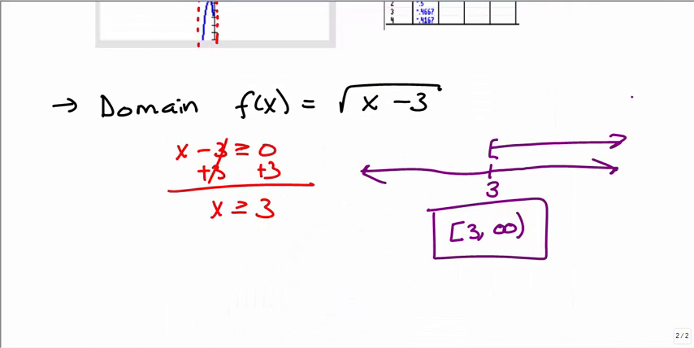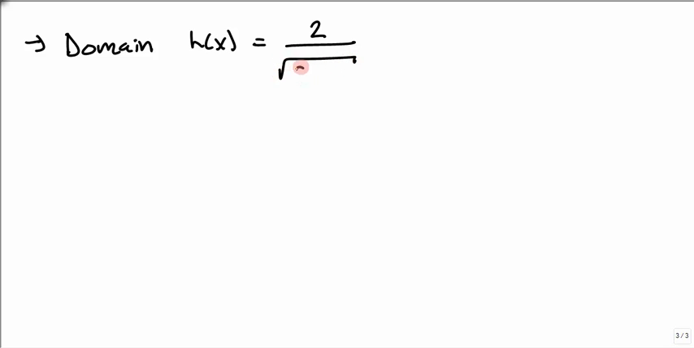Okay, let's go ahead and look at an example in a denominator where we have a radical. So we're still trying to find domain. And here we're trying to find the domain, let's say, of h of x equals 2 over the square root of 3x plus 1. Okay, so now we have a little bit of a different problem. We have a denominator and we have a radical. So I take this radicand, 3x plus 1.